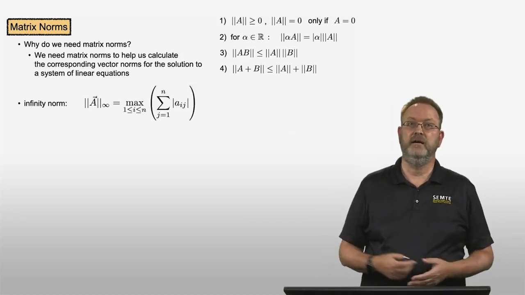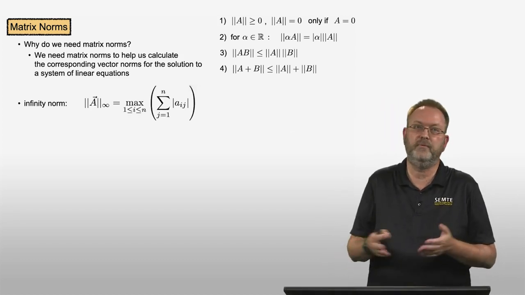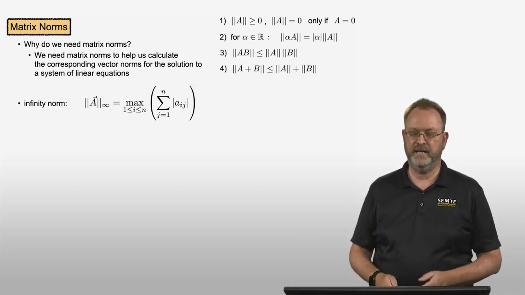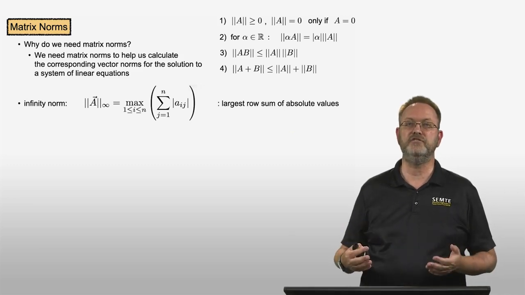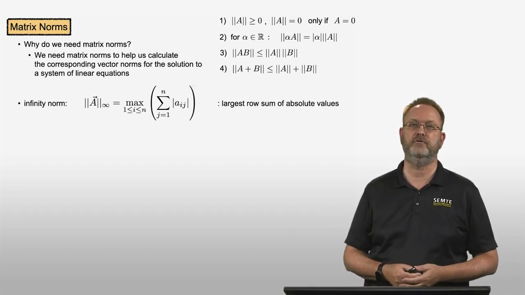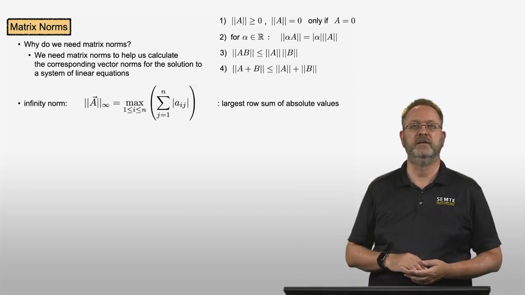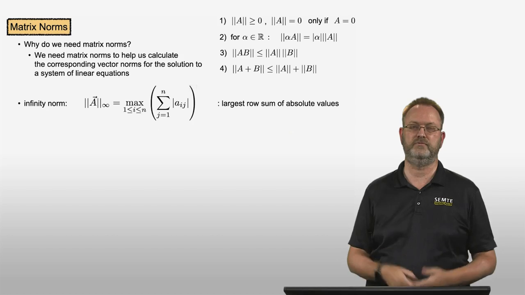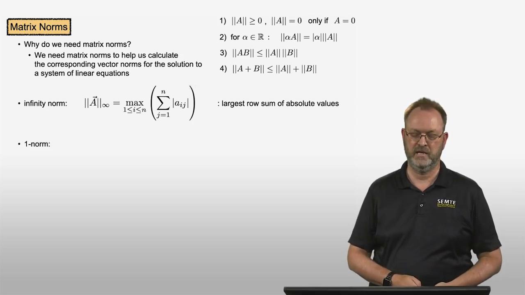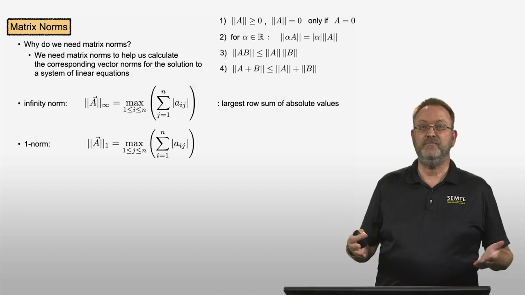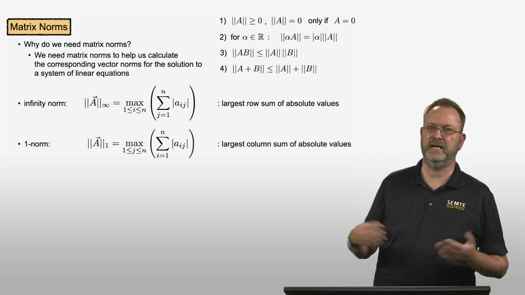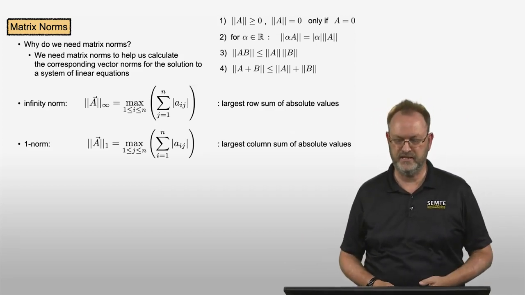Okay, so let's define the corresponding matrix norms like we did for vectors. Let's start with the infinity norm. So the infinity norm is basically the largest row sum of absolute values. So for each row of the matrix, you sum up all the entries in this row, the absolute values of those, and then you will take the largest one of these row sums, and that is the infinity norm. The 1 norm is similar. Instead of doing row sums, though, we will do column sums. So we do column sums and we take the largest one of these column sums, and that will be the 1 norm.